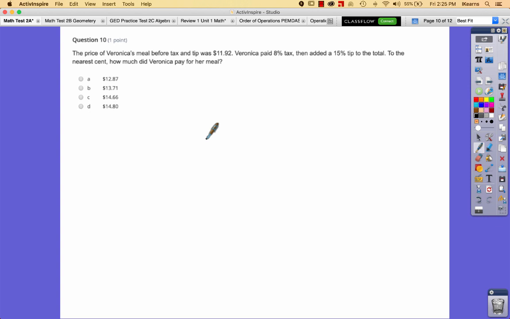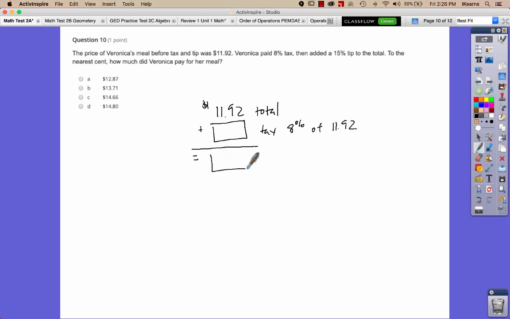Okay, so if we start with this, alright, what we've got is $11.92. This is the total. This is how much her meal was. And then what we're going to have to do is she has to pay tax on that. So there's tax, which is 8% of $11.92. Then when you add that up, that's going to equal an answer.